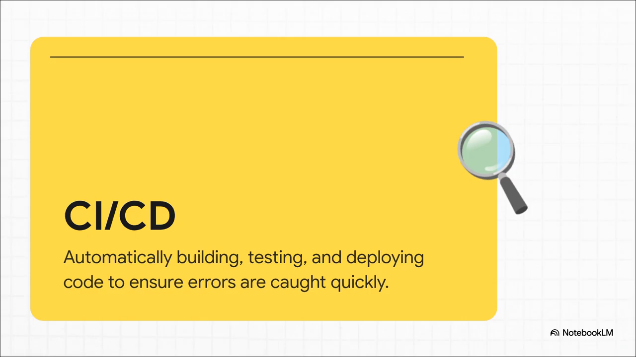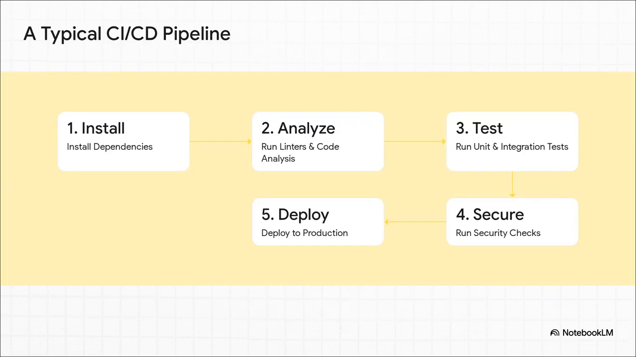Every single time a developer pushes a change, a pipeline kicks off to build the code, test it, and if everything looks good, deploy it automatically. And in practice, that pipeline is just a series of automated quality gates. First, it installs all the dependencies. Then, it runs the linters to analyze the code. It runs all the different kinds of tests. It might even run security checks. And only after passing every single one of those gates does the code get deployed. This is how you build the confidence to ship updates without fear.